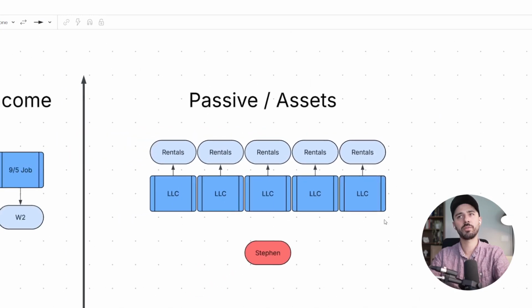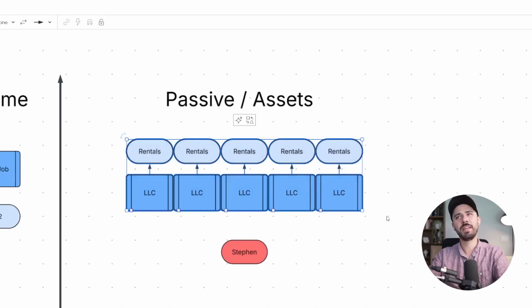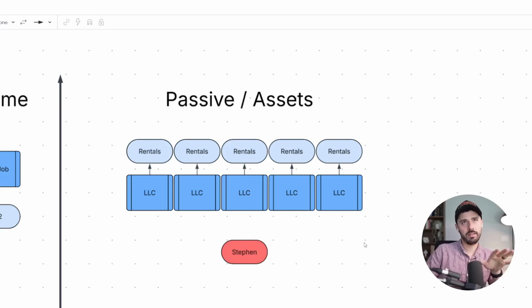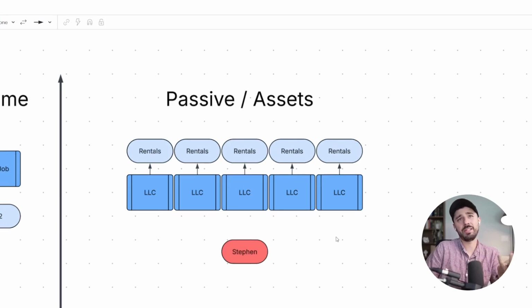Let me ask you guys a question. It's a little bit of a trick question. Does this give me any tax benefits? Do I get any tax benefits from this? What do you guys think? People are saying no. That is the right answer. An LLC owning your rental property does nothing for tax purposes. It's called a disregarded entity for tax purposes.